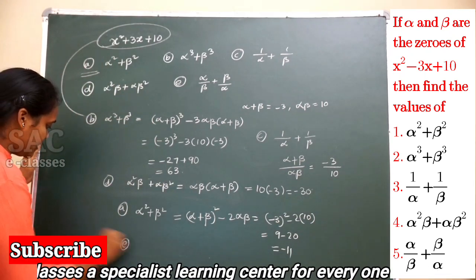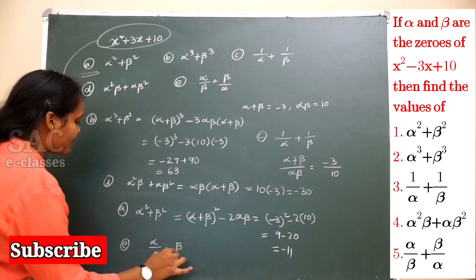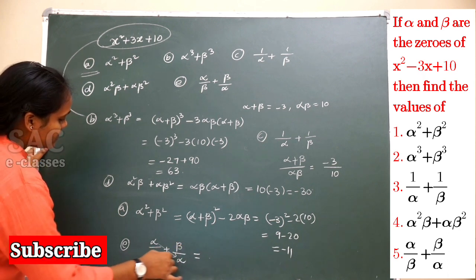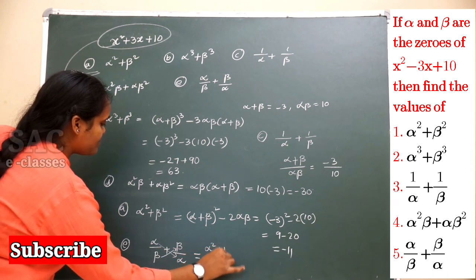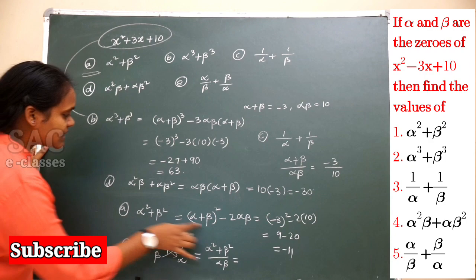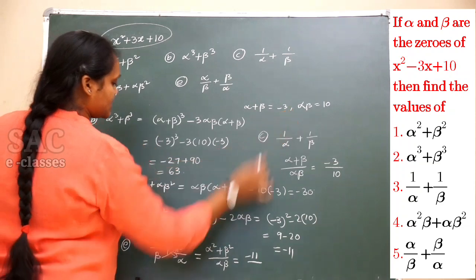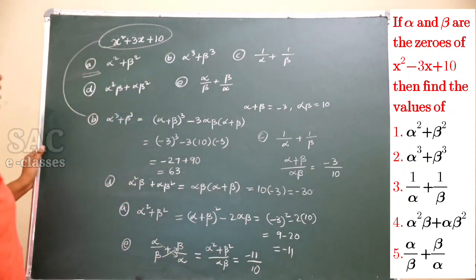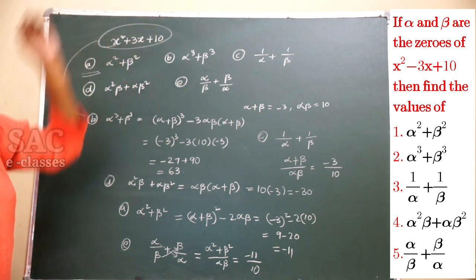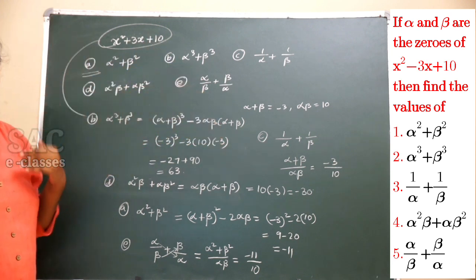Coming to the last bit E. That is alpha by beta plus beta by alpha. Can you say in what way you can write this? That is alpha square plus beta square by alpha beta. But we already got the alpha square plus beta square value, that is minus 11. Right? What is the alpha beta value? Which is equal to 10. So we got all the required values without actually finding the alpha and beta values. I hope you have got these, and we are moving to the next kind of problems.